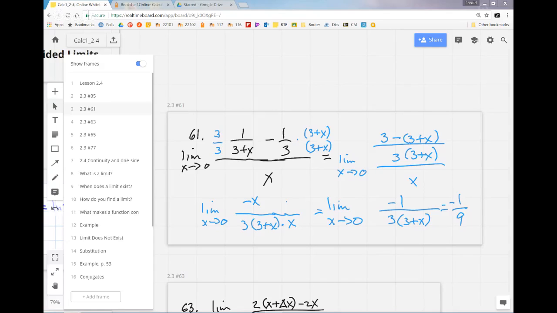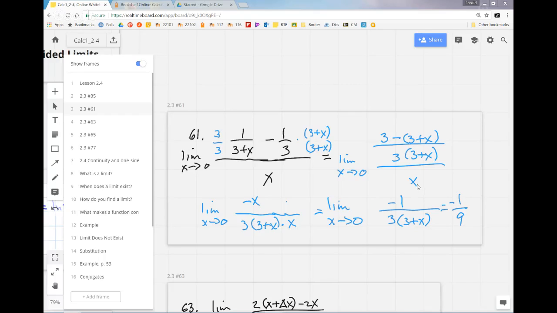So in the first denominator, I need to provide a 3. So I multiply top and bottom by 3. That's the same as multiplying by 1. In the second fraction, I have to get a 3 plus x in there, so I multiply the top and the bottom of that fraction by 3 plus x. That creates now a common denominator of 3 times 3 plus x. And on the top, you get a 3 from the first fraction, and then minus the quantity 3 plus x for the numerator. And then that's all still divided by x.